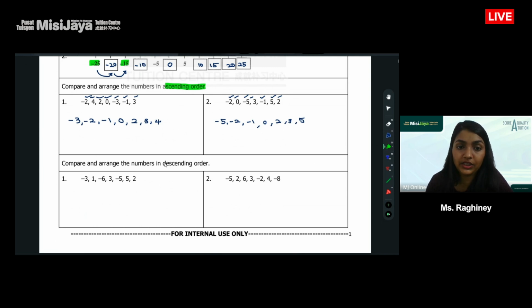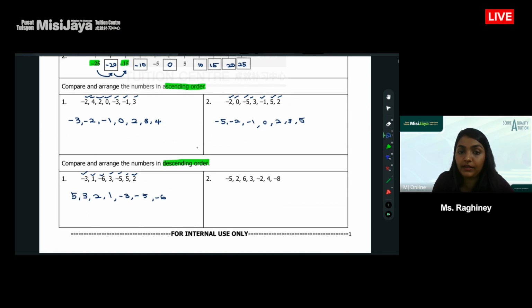Next, arranging in descending order. Okay, from big to small. So which is the biggest one here? Which is the biggest positive number? The biggest positive number is 5. Okay, so 5 is the first one. And next one is 3. And the next one should be 2 and 1. And then there's no 0 over here. Okay, so we skip the 0. What's the next one? -3, followed by -5 and -6.